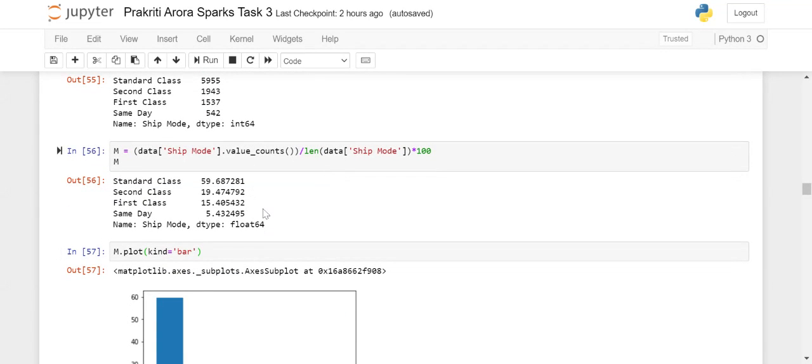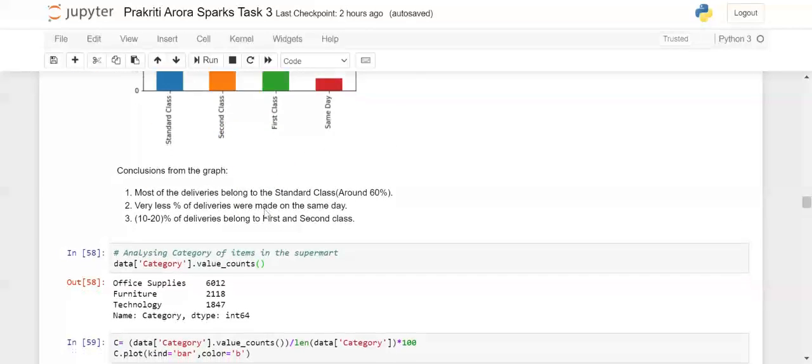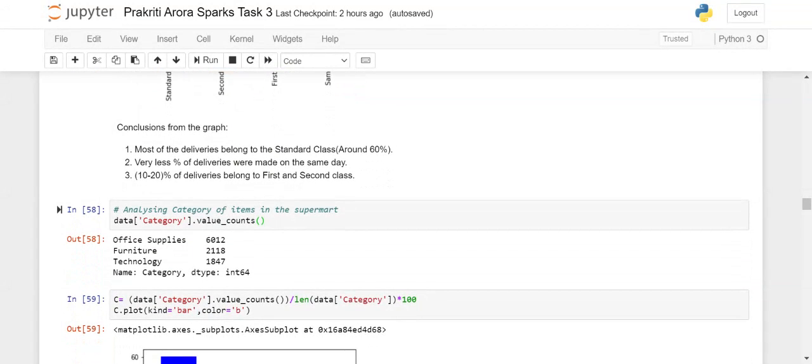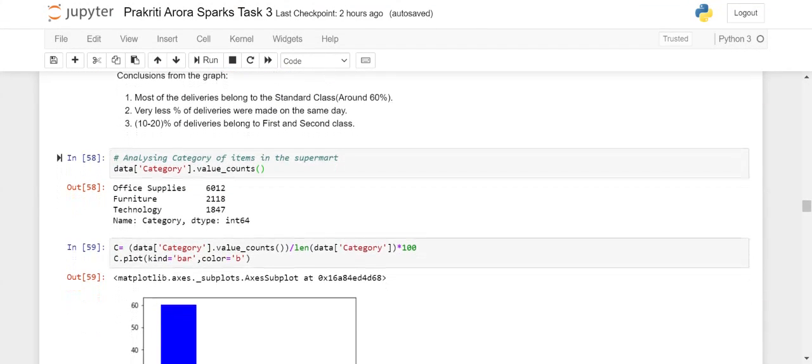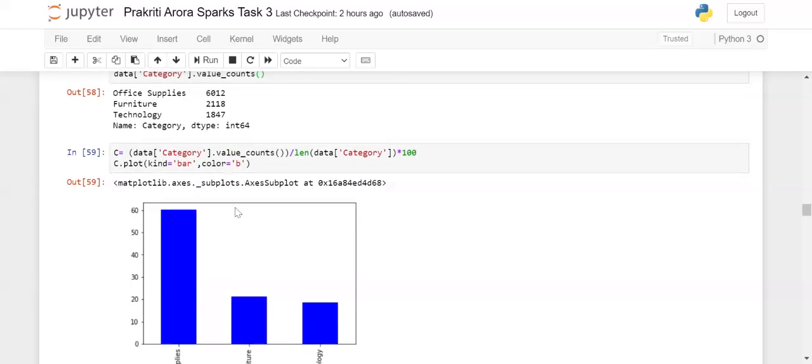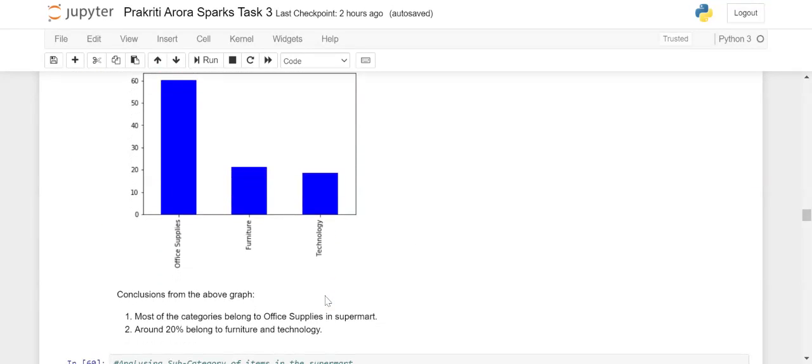Less than 5 or even 5%. So similarly, we'll see for analyzing the category of items in the supermarket. There are three categories: office supplies, furniture, and technology. These are the exact numbers. Now we'll plot the percentage on the graph.